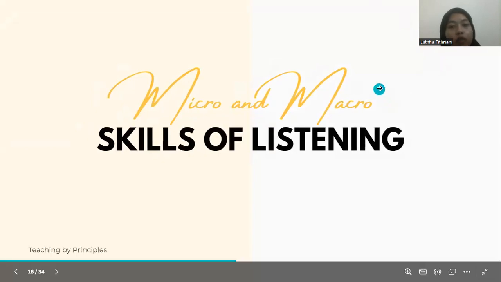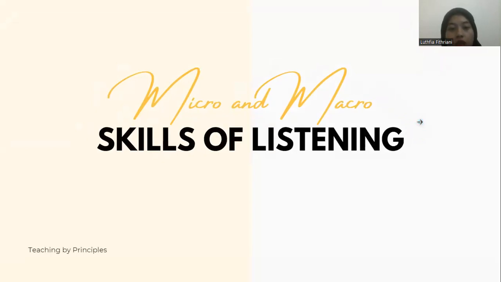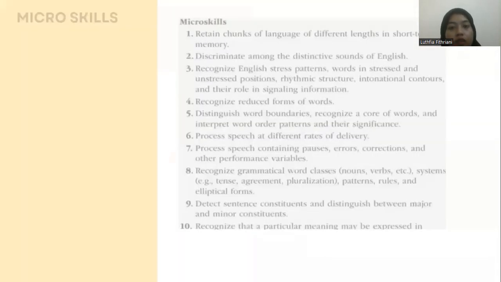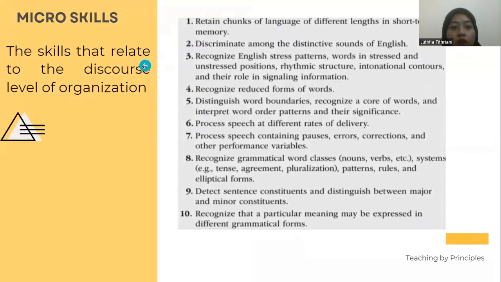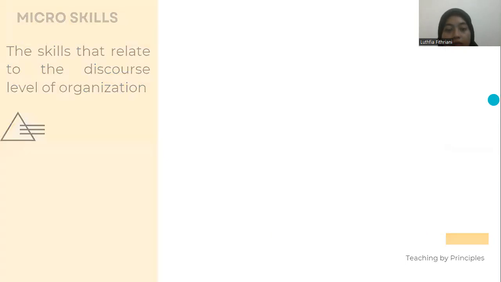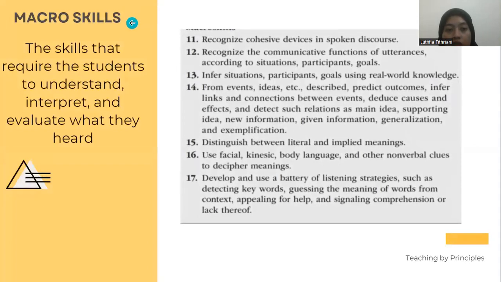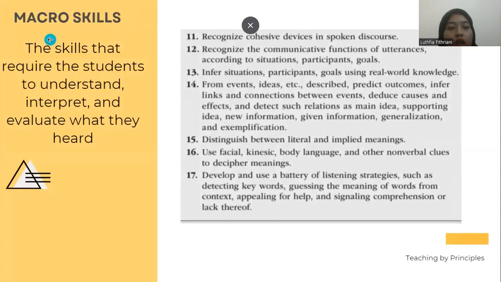Let's move to the micro and macro scales of listening. And what is the difference? Micro skills are the skills in listening that relate to the discourse level of organization, and these are the micro skills in listening. What about macro skills of listening? The macro skills of listening are the skills that require the student to understand, interpret, and evaluate what they hear. And these are macro skills of listening.